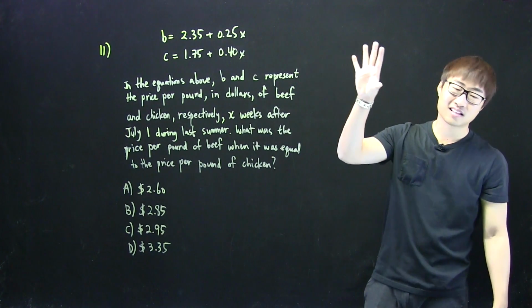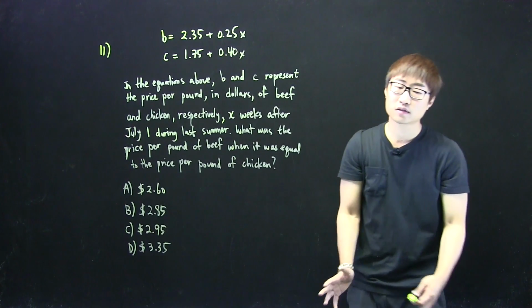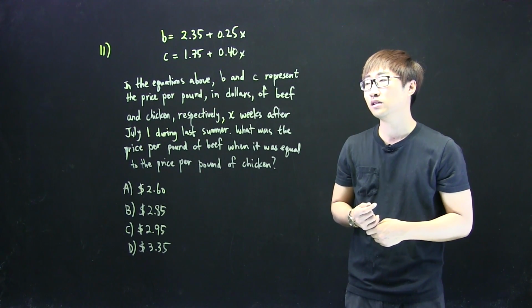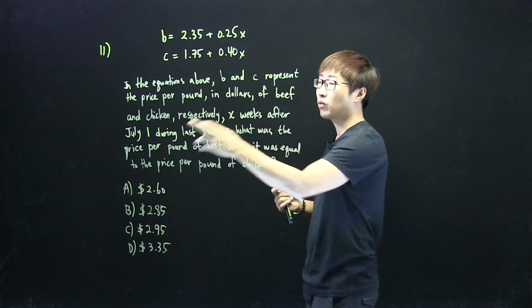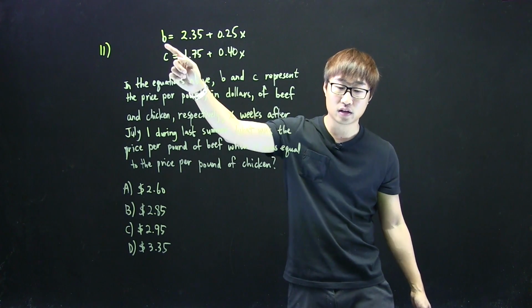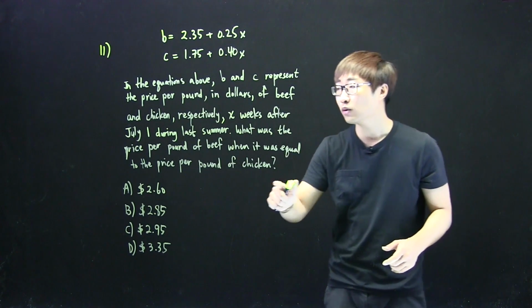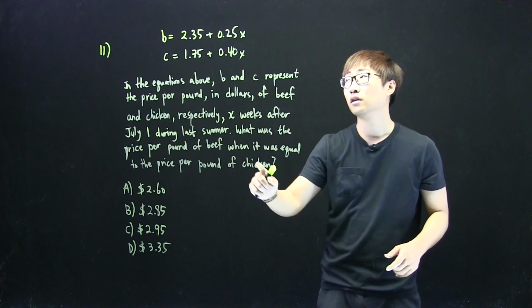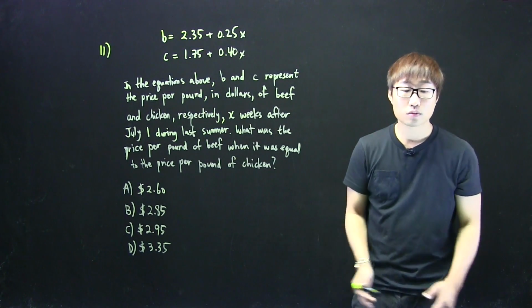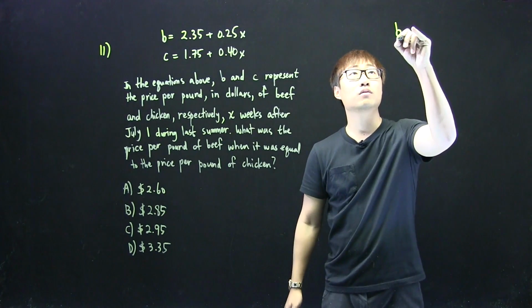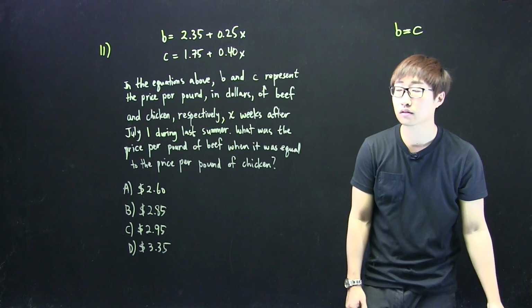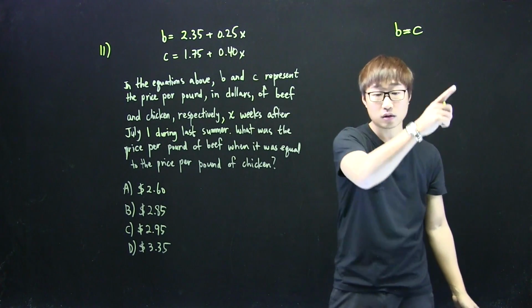All right, you guys realize this is a long question. Please just focus on whatever you need to focus on. Take a look. What does it say? What was price per pound of beef? So you're looking for the beef price, aka this B over here, when it was equal to the price per pound of chicken. So B was equal to chicken. That's all you really have to focus on. B was equal to chicken at some point, and you are trying to look for the price per pound of beef when it was equal, right?